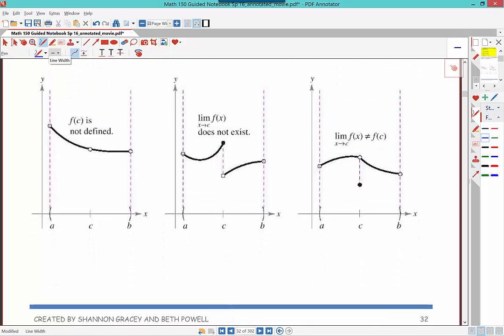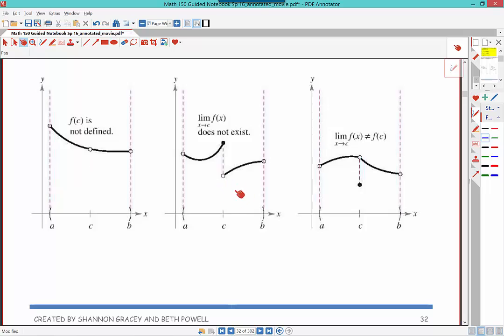Now here are a few examples of discontinuity at a point. The first one is kind of like our example, right? At c, we have an open circle right here. So the first condition fails.